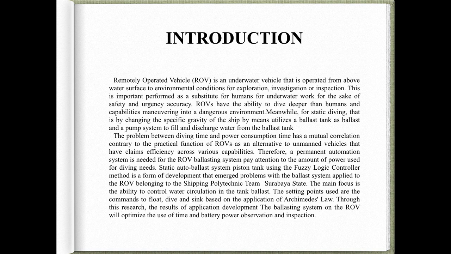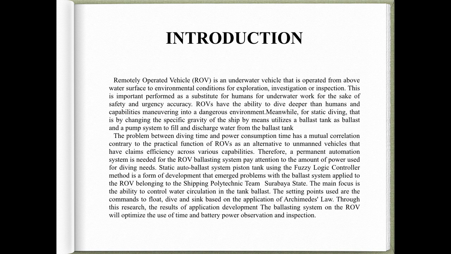As introduction, a remotely operated vehicle or ROV is an underwater vehicle that is operated from above the water surface in environmental conditions for exploration, investigation, or inspection. This is important as a substitute for humans for underwater work for the sake of safety and accuracy. ROVs have the ability to dive deeper than humans and maneuver in dangerous environments.